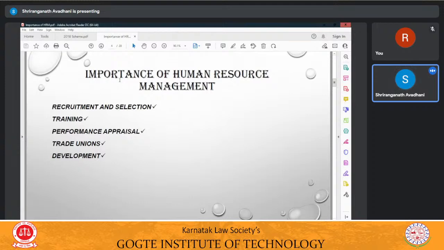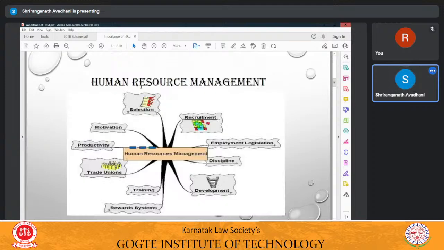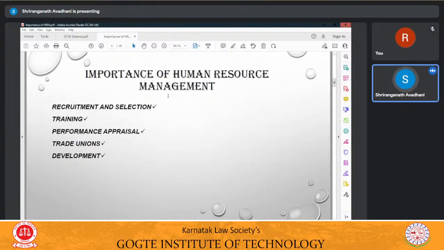So as you have seen here, the importance in human resource management, the first step is recruitment and selection. Then how to provide training to the people who have been selected for your industry, and performance appraisal, how to improve their performance, how to assess their performance.